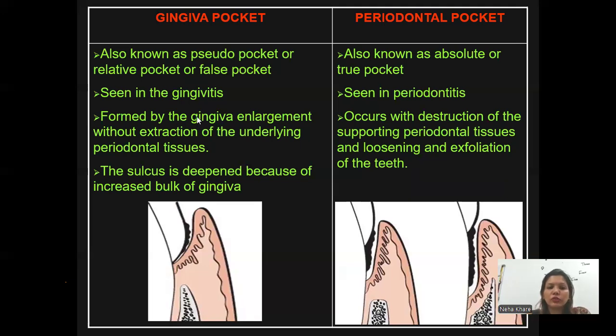This is seen in gingivitis. Gingival pocket is seen in gingivitis, and periodontal pocket is seen in periodontitis. The gingival pocket is basically formed by the enlargement of the gingiva without destruction of underlying periodontal tissues. And periodontal pocket occurs with the destruction of the supporting periodontal tissues and loosening and exfoliation of the teeth. In gingival pocket, the sulcus is deepened because of the increasing bulk of gingiva.